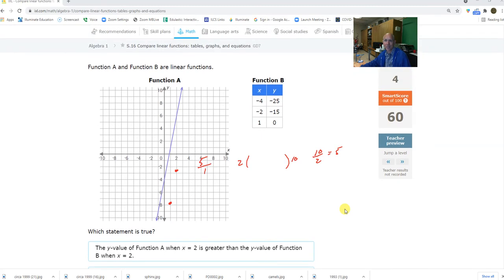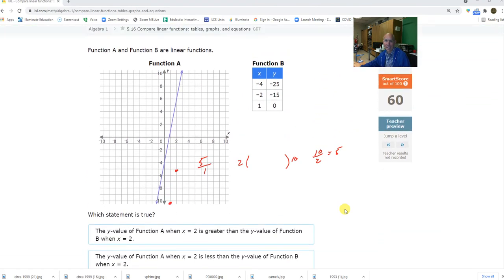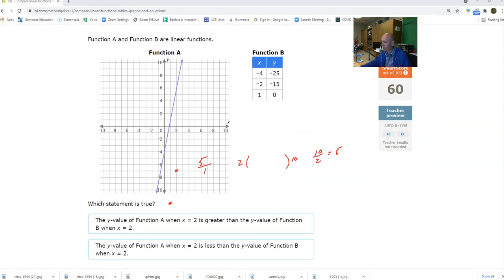Interesting. Okay, so it's a different type of problem. It's not even asking for the slopes. Let's clear this out. On function A, when x is 2, y is 6. Here, when x is 2, let's continue the table, y would be 10?